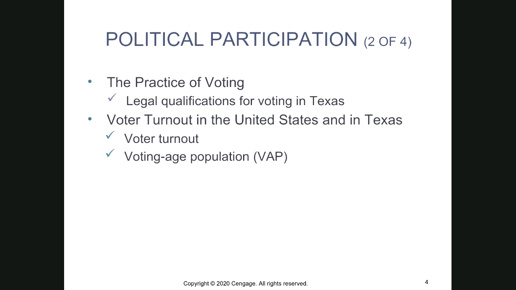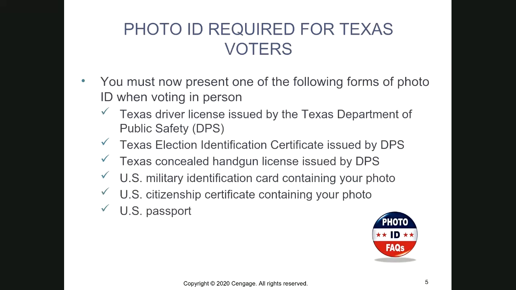The documents listed are a Texas driver's license, Texas ID card, Texas concealed handgun license, U.S. military ID, U.S. passport, U.S. citizenship certificate, or a Texas election identification certificate. Here's the big takeaway from those: they're all government-issued forms of photo identification. So, government-issued photo ID. Now, your textbook, I don't know that it really goes into the exceptions so much, but the exceptions are kind of important.